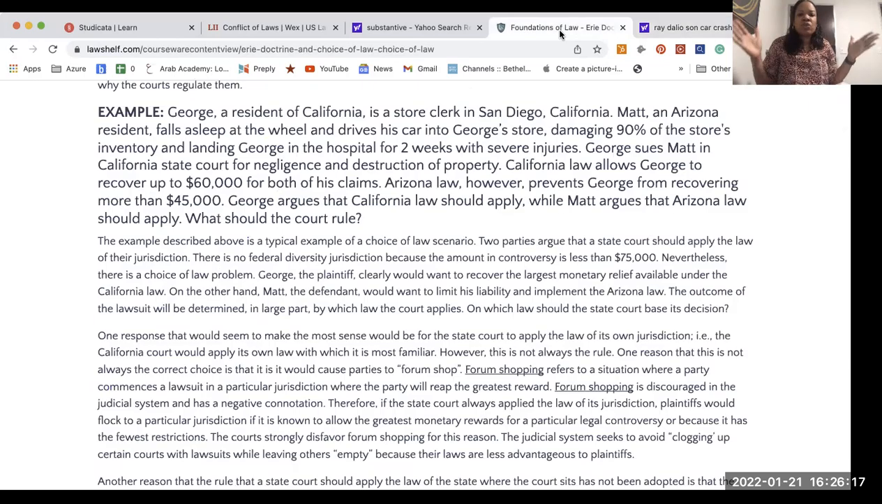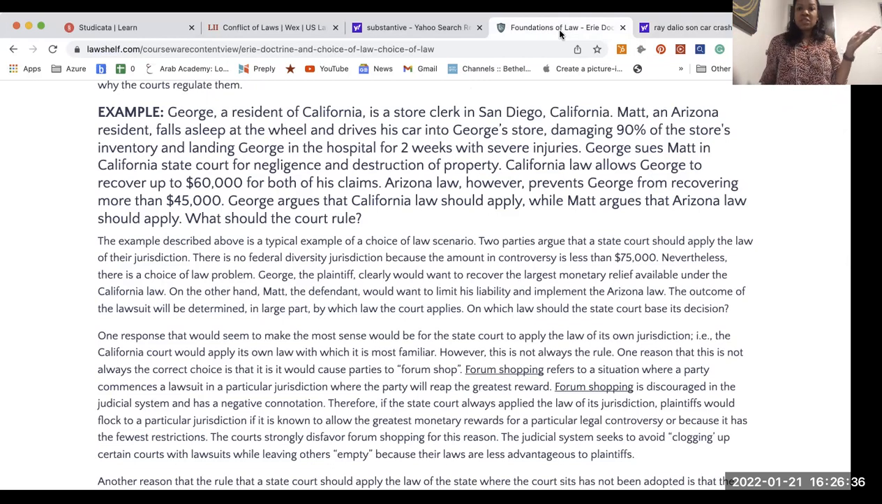So we have George, minding his own business, a store clerk in San Diego. Matt falls asleep at the wheel. Poor Matt. Happy Matt's okay. Happy that George is okay. George, 90% of the store's inventory was damaged. George is in the hospital for 2 weeks with severe injury. George sues Matt to recover up to $60,000 for his claim.